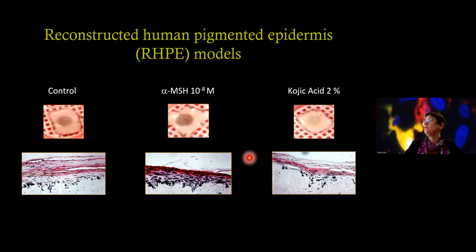For pigmented epidermis, you can see here some examples using molecules which are the control molecules we use to activate tyrosinase. And here you can see with alpha MSH a great increase in pigmentation, and with kojic acid a great decrease in pigmentation as compared to the control. So these models are very useful to test hypo or hyper pigmentation or whitening agents.